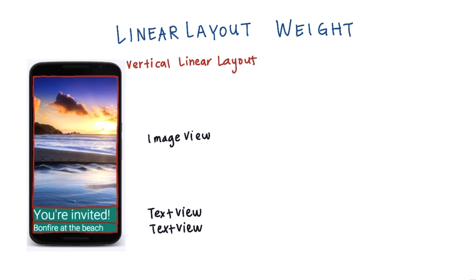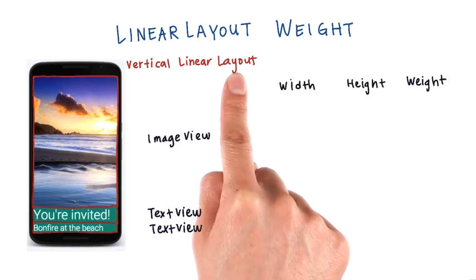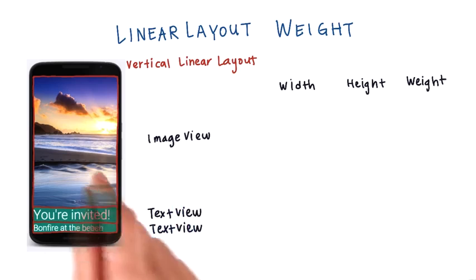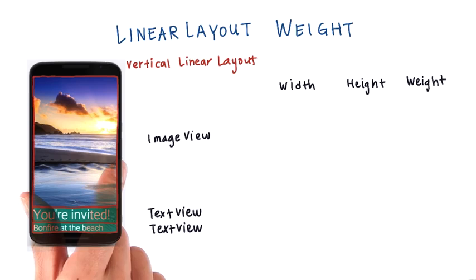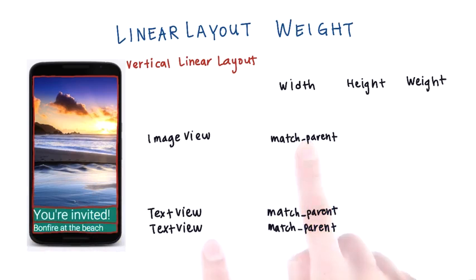The first hint that I gave you was to first determine the width of each view. Since the whole layout takes up the full width and height of the device, this vertical linear layout has a width and height of match parent. Then for the image view, we want it to also be as wide as the parent, which in turn is as wide as the device. So we set that to be match parent. Same for the two text views. We want them to match the full width of the device, so it's match parent.